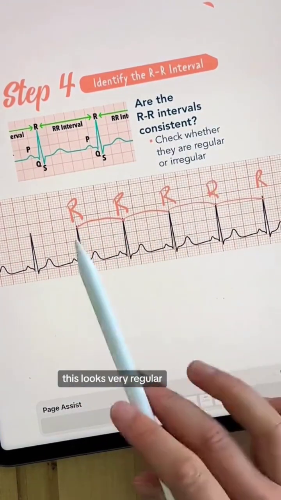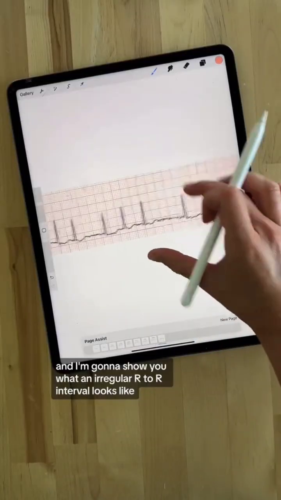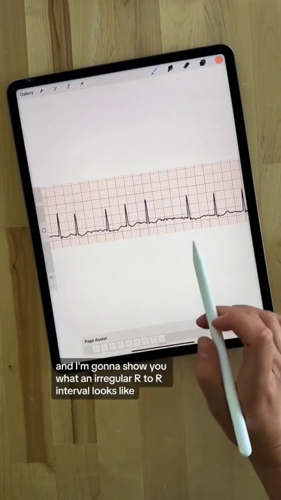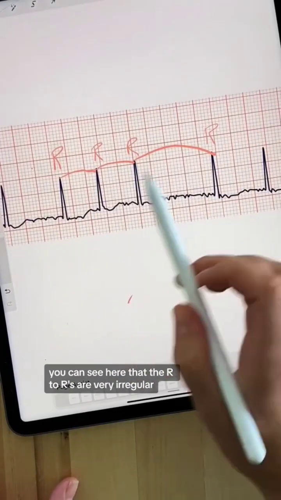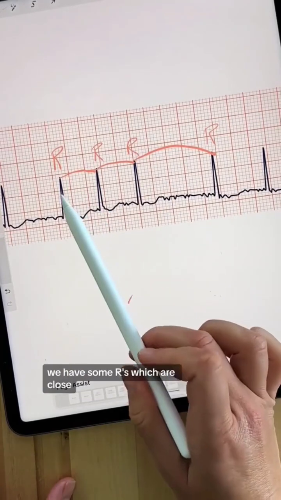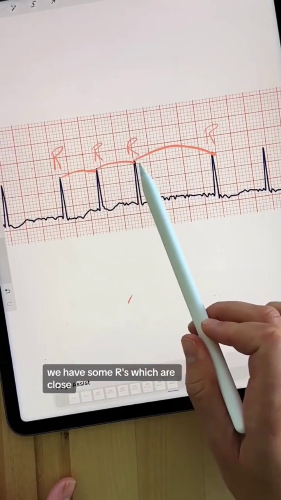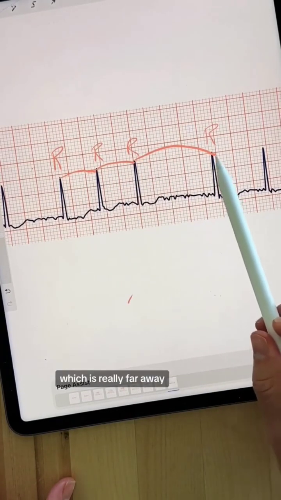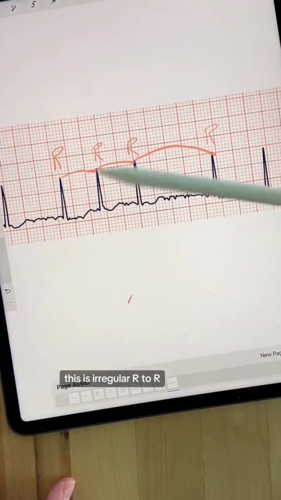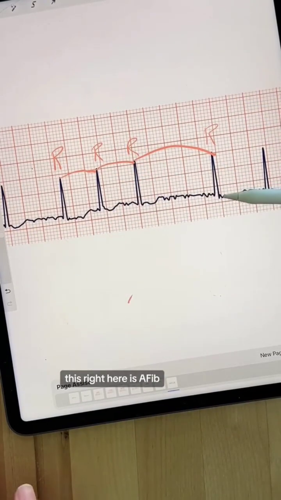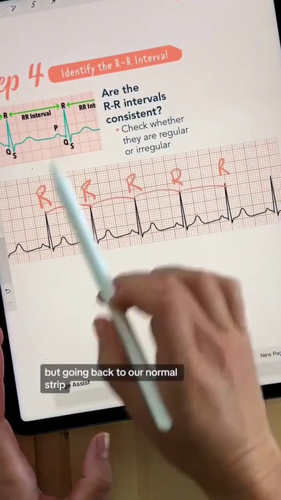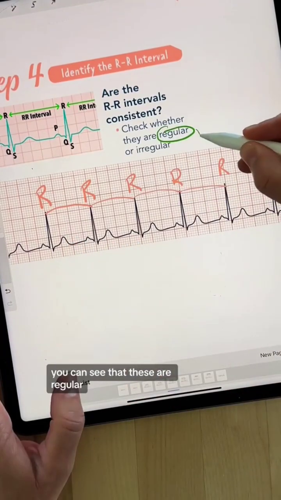This looks very regular, and I'm going to show you what an irregular R to R interval looks like. You can see here that the R to R's are very irregular. We have some R's which are close, and then we have the next R which is really far away. This is irregular R to R. This right here is AFib. But going back to our normal strip, you can see that these are regular.